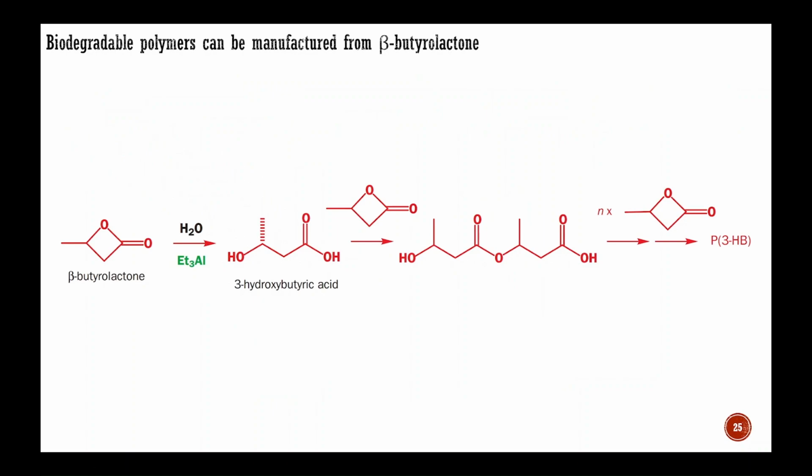However, they can also be synthesized chemically via the polymerization of a four-membered lactone called beta-butyrolactone. The polymerization is initiated by a water molecule that opens the first lactone ring. The reaction is then catalyzed by aluminum complexes and continues through repeated esterification of the exposed terminal hydroxyl group.